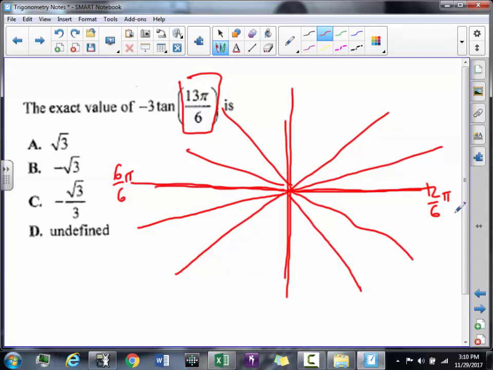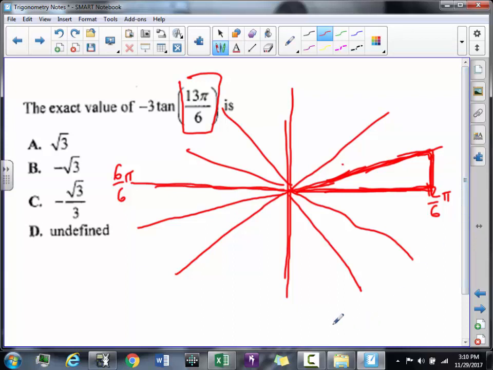What's 12 over 6 again? 12 over 6 is 2. Isn't 2 pi supposed to be all the way around the circle? Well, if I want 13 sixths of pi, what am I really telling you? Go all the way around the circle, and then go 1/6 more. So that means I'm looking for an angle that's somewhere in this quadrant right here. So this is what I'm asking you to do. Does that make sense? That's where 13 sixths of pi is.